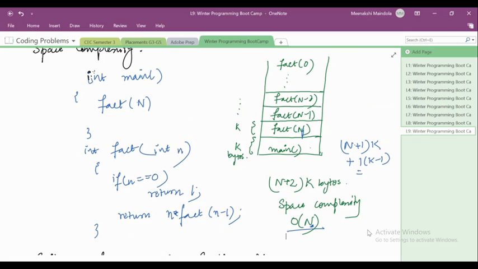If we take up a temporary variable, we are not going to consider it as extra space. We have already talked about this. A single variable is not going to be considered as extra space.